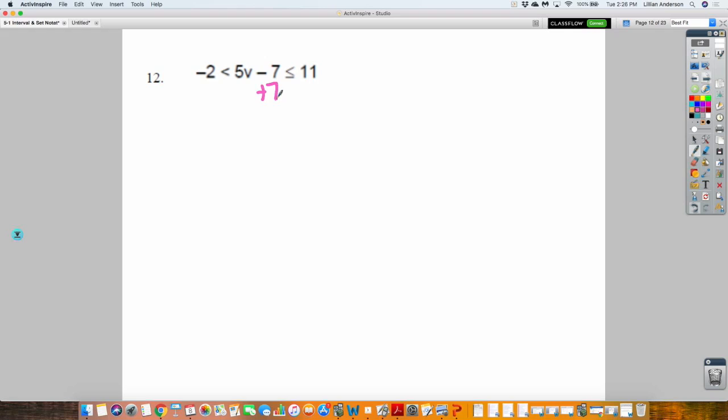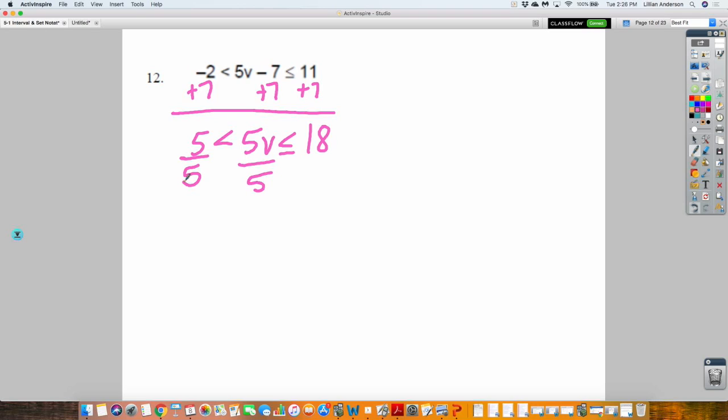Add 7. But I'm not just going to add it to the negative 2. I'm also going to add it to the 11. What's negative 2 plus 7? 5v is less than or equal to 18. Then what am I going to do to get v by itself? Divide by 5. Now I'm not just going to divide the 5 by 5. I'm also going to divide 18 by 5.